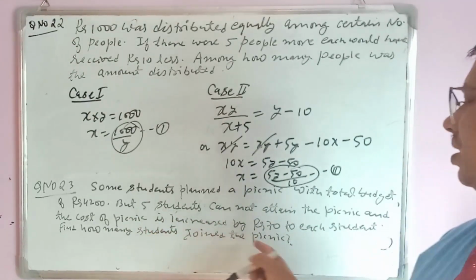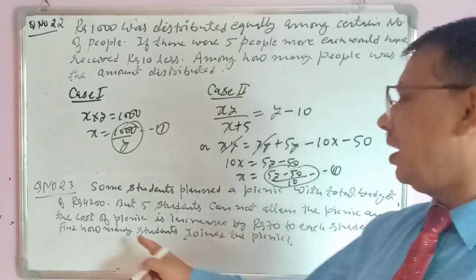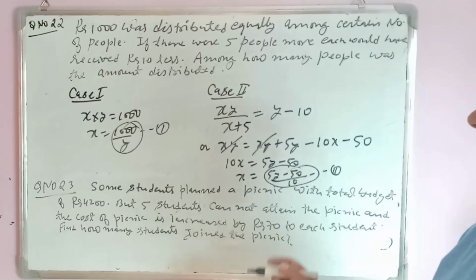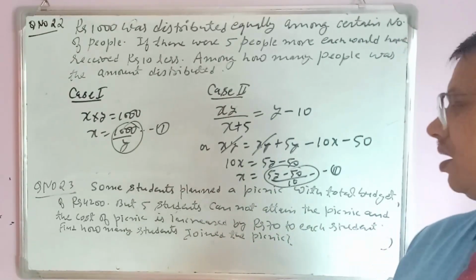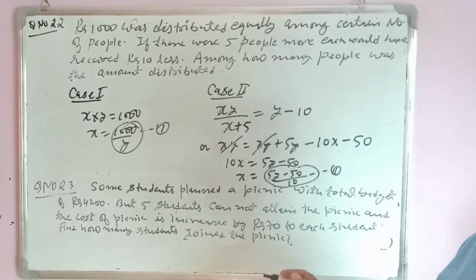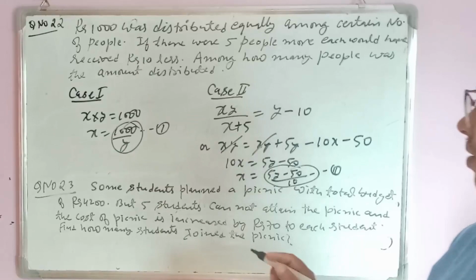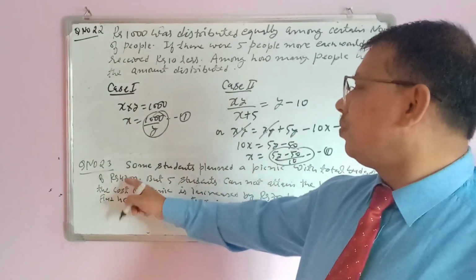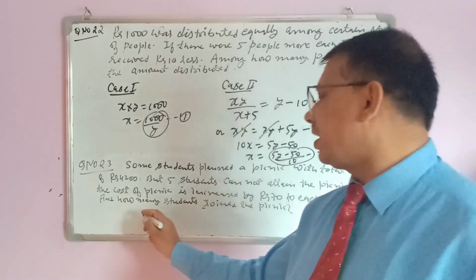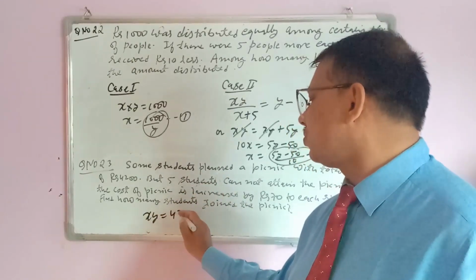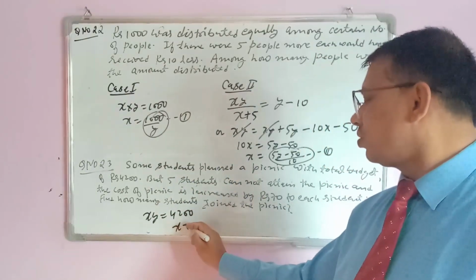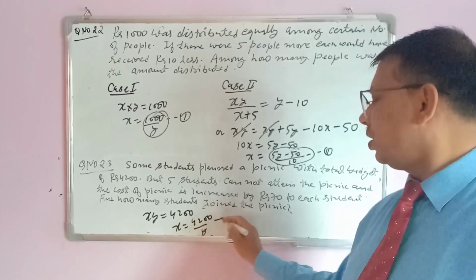Let the number of students who join the picnic be x, and the cost of the picnic for each student be y rupees. Now case 1: here also the total budget is 4200, so x students at y rupees each, meaning x into y equals 4200. You can make it yourself, equation 1: x equals 4200 by y.